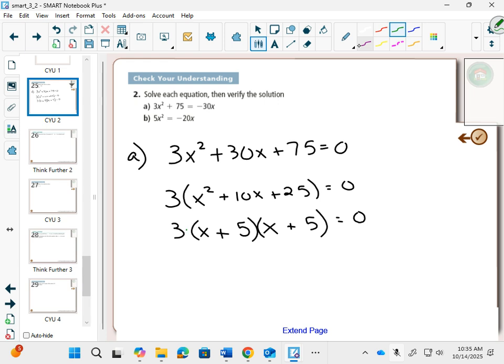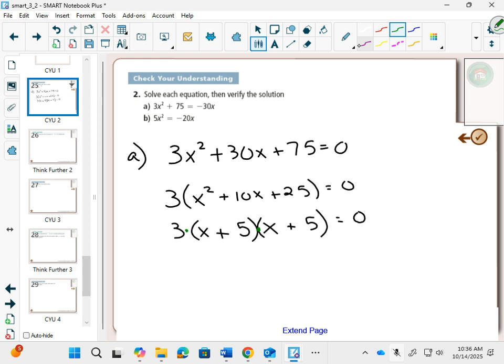Can you see that now you have 1, 2, 3 things multiplied together? 3 times x plus 5 times x plus 5. Can the 3 ever be 0? No. The 3 is always 3. You can get rid of it, though. You could divide both sides by 3 and it could go away.